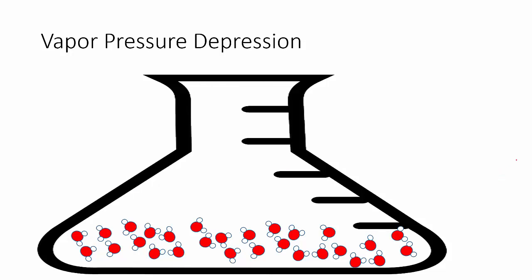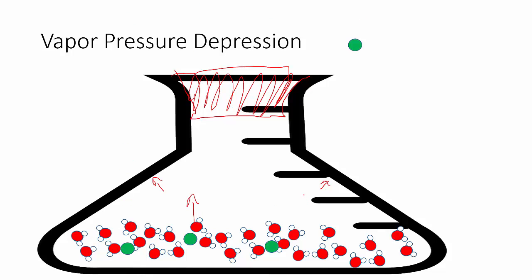So vapor pressure depression. It's hard to say that 5 times. Vapor pressure depression. So we've got a flask here that's sealed off, and some of these gas particles are going to vaporize and go into the gas phase and cause some pressure inside of that container. Call that vapor pressure.